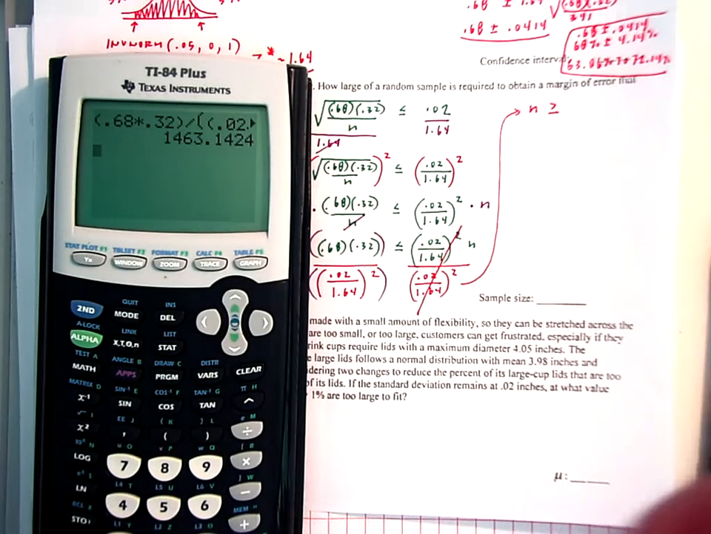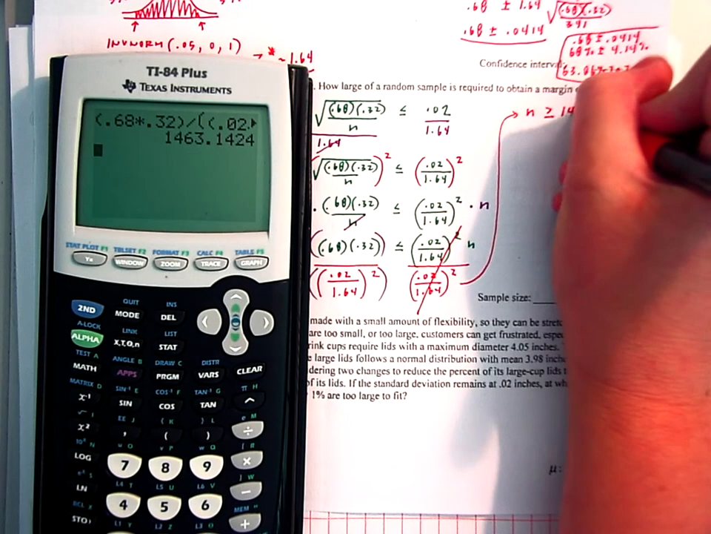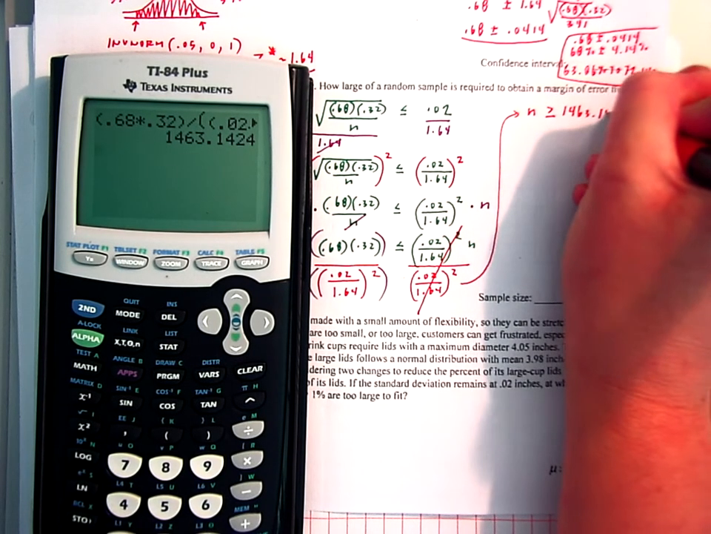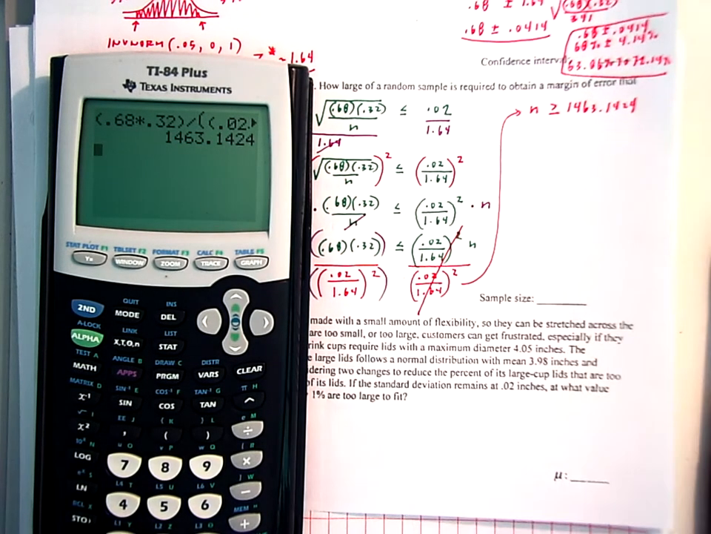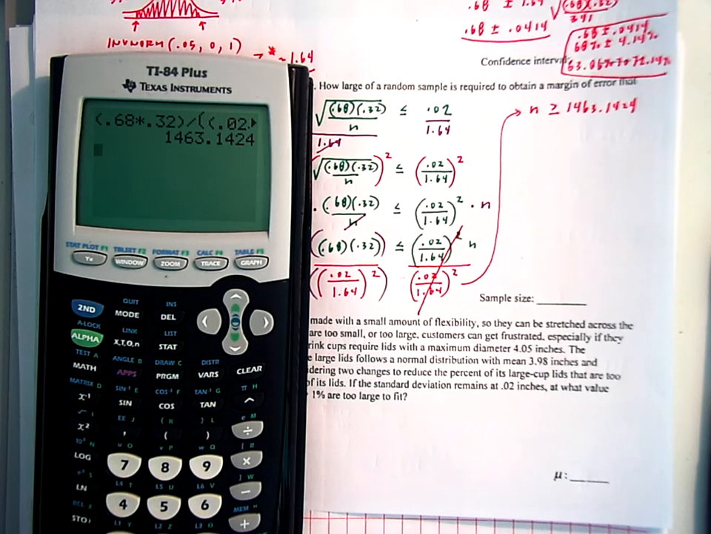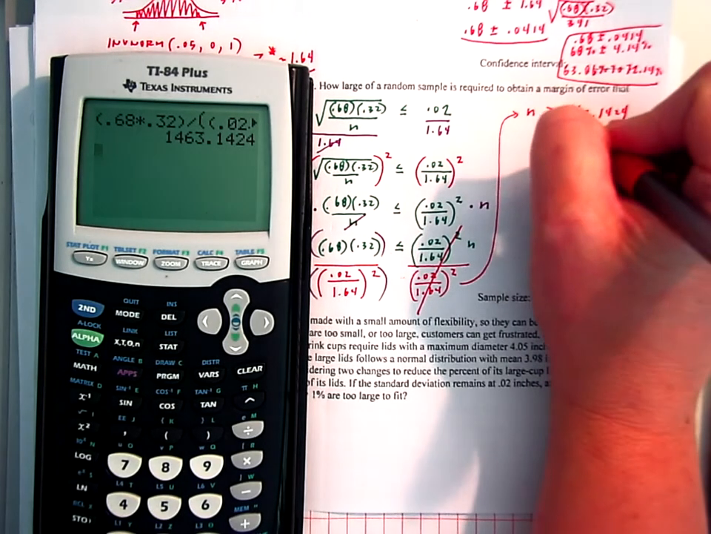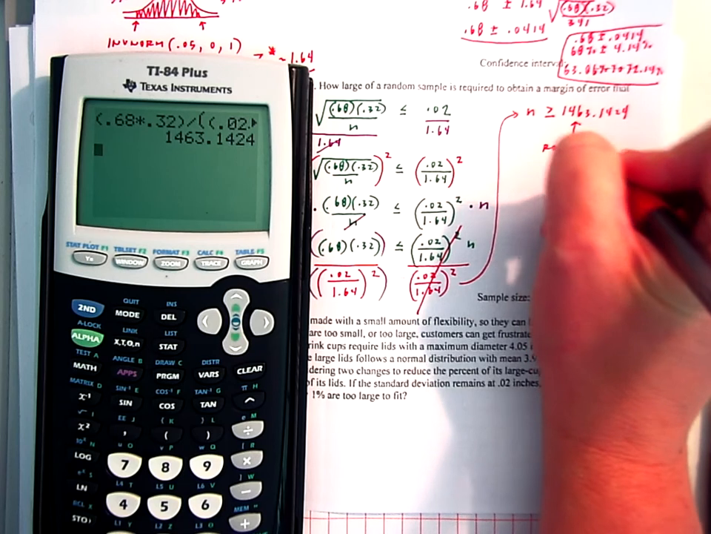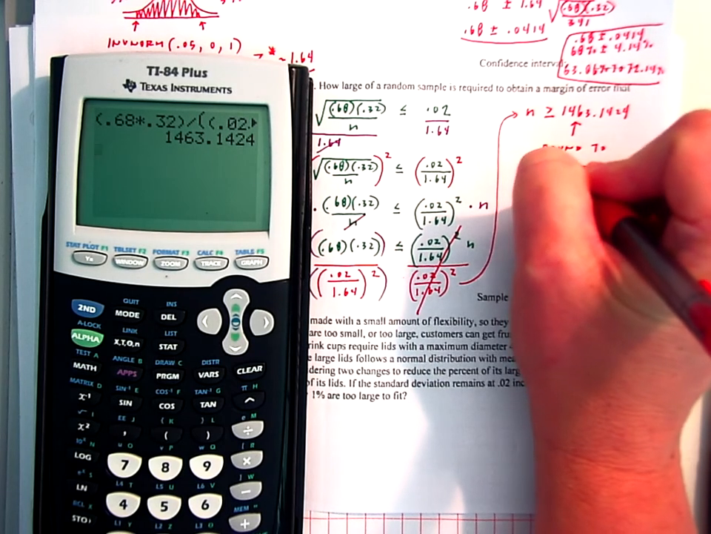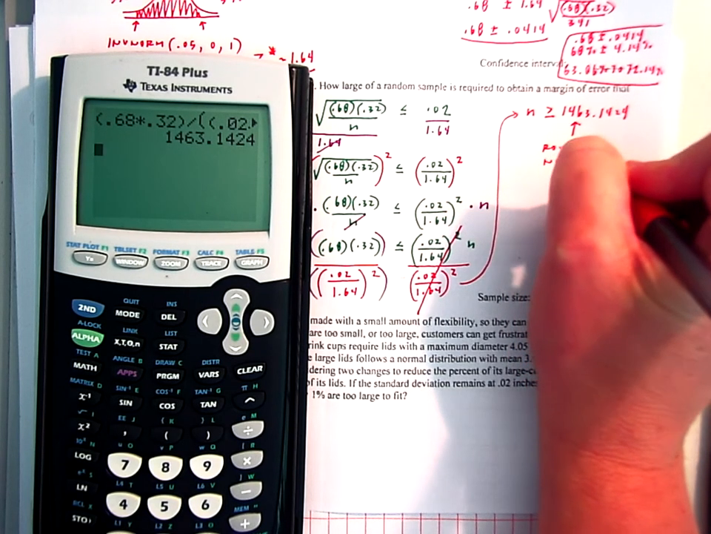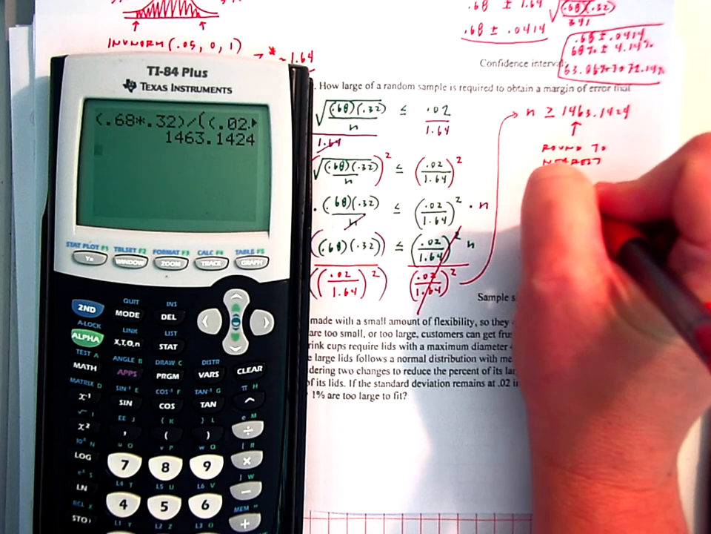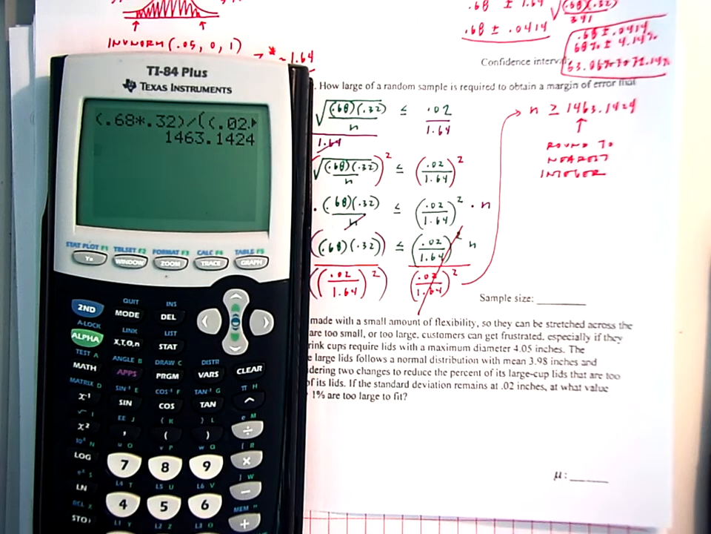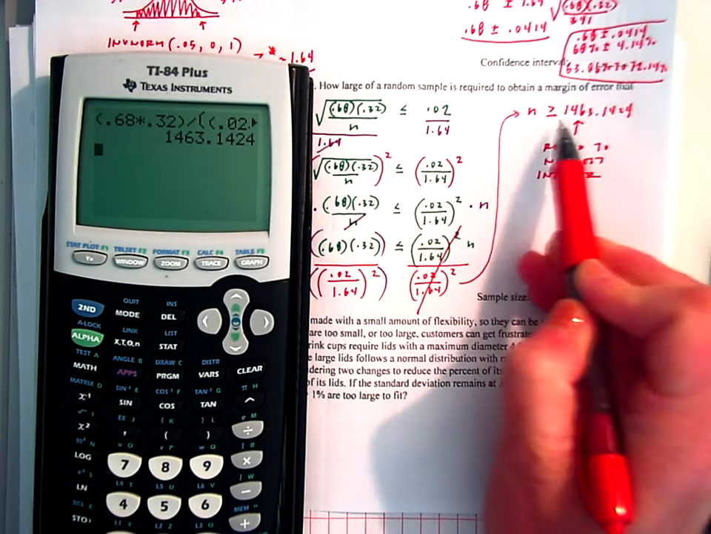So I get that n is greater than or equal to 1,463.1424. Okay, so I know that n has to be an integer value, so I'm looking for the nearest integer value that makes this statement true. So let me write that. Round to the nearest integer that makes the statement true.